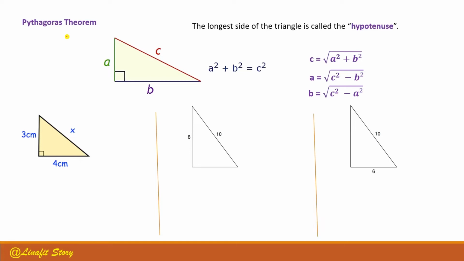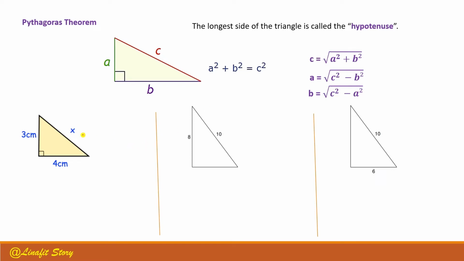Pythagoras theorem. The longest side of the triangle is called the hypotenuse. So C is the hypotenuse of the right angle triangle. In a right angled triangle, the square of the hypotenuse is equal to the sum of the squares of the other two sides. So to get C, C is equal to the square root of A squared plus B squared. To get A, A is equal to the square root of C squared minus B squared. And to get B, B is the square root of C squared minus A squared.